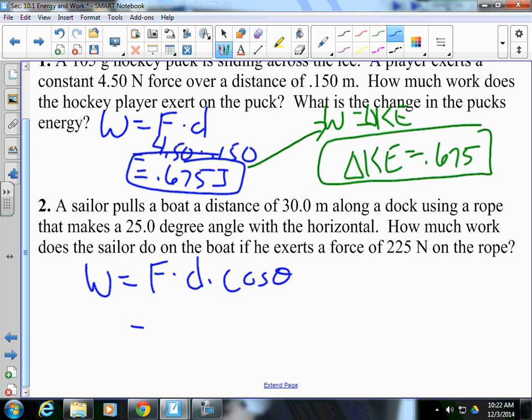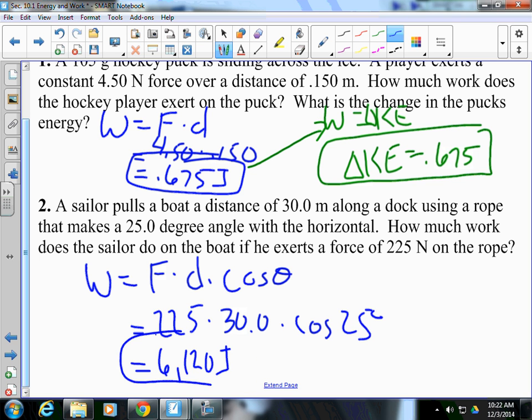So work is equal to force. In this example, our force was 225 newtons times our distance, which was 30.0 meters, times the cosine of 25 degrees. Just a friendly reminder to make sure your calculator is in degrees instead of radians. Multiply those out, making sure we have 3 significant figures. Our final answer is going to be 6,120 joules. So remember, work is in joules, and in the second equation, we plugged in our angle.